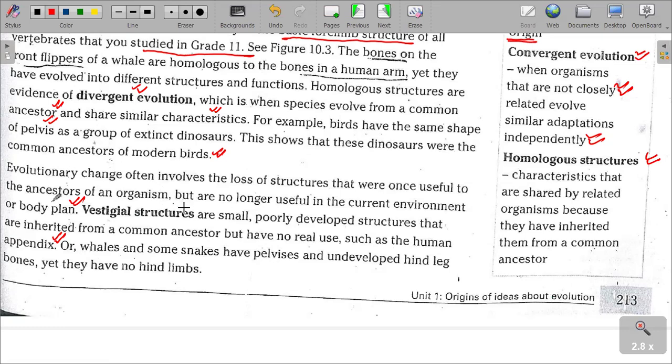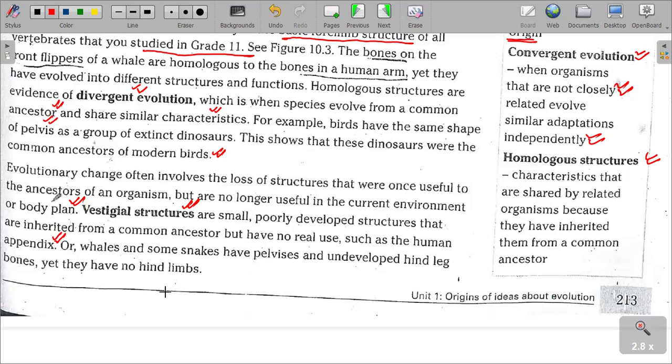Vestigial structures, you need to understand that those are such structures that we are talking about: small, poorly developed structures that are inherited from a common ancestor. We find them in the organisms of today, but they are no longer useful. They have no real use. The human appendix, for example, shows that the hominid family from which humans evolved used to have a tail, which was a balancing structure. The tail was used for balancing when the hominids were climbing on rocks, in trees and so forth.